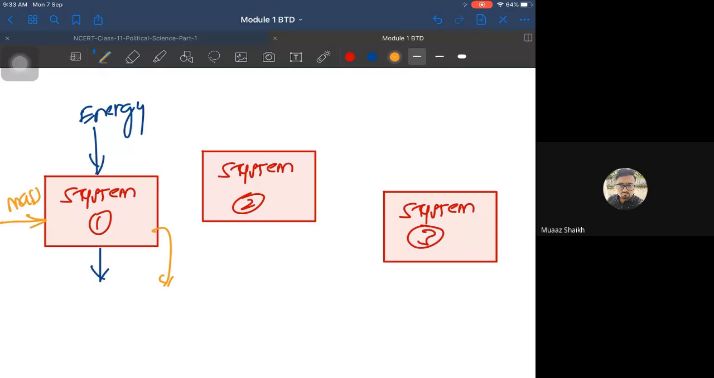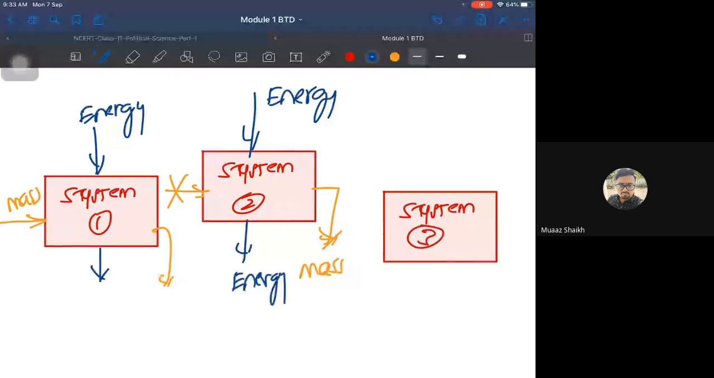In the second one, system two cannot input the mass. So what happens in system two? It cannot input the mass, but it can input the energy. Got it? The difference between system one and system two is that system one can exchange both energy and mass, whereas system two can exchange only the energy with the surroundings, but it cannot exchange the mass as indicated here.